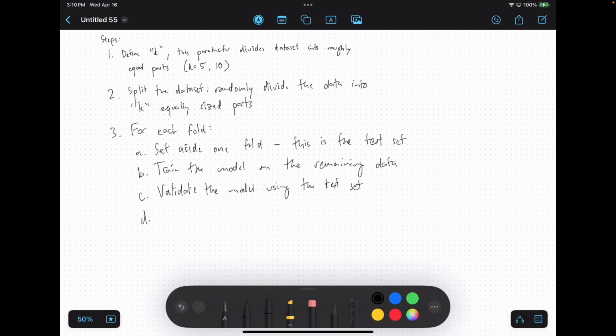Are the folds and parts the same thing? Yes.